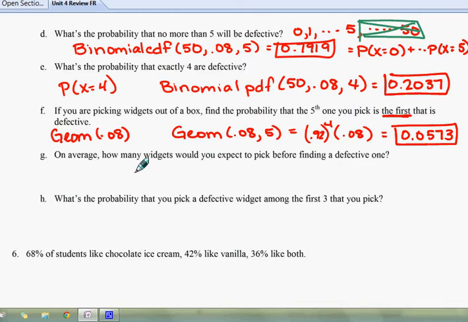Part G says how many widgets would you expect to pick before finding a defective one. So this is saying, again, before is the same thing as an until problem. So still with your geometric distribution, the expected value for something like this is 1 over the probability. So 1 over 0.08 is going to be 12.5.